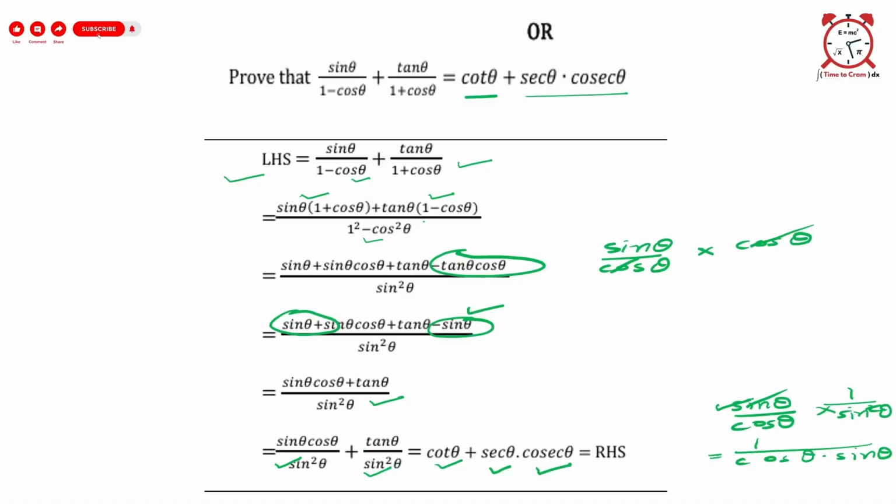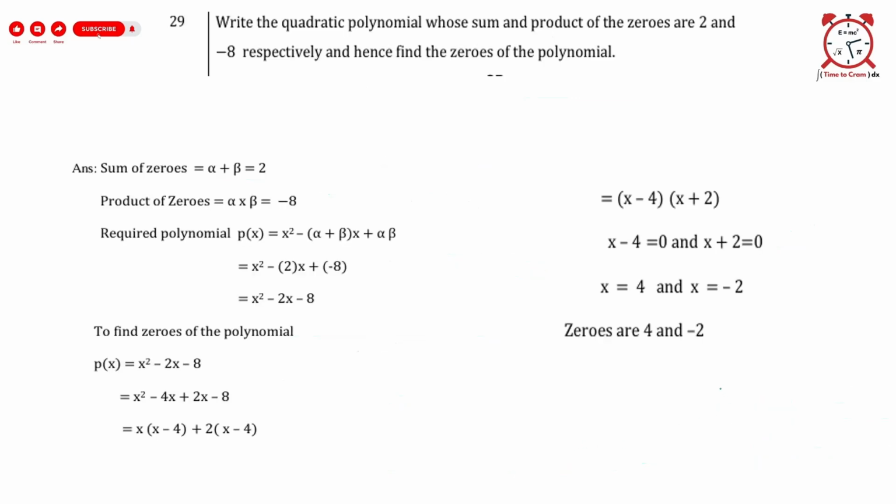So you can see that we reach the RHS, and in this way we are getting LHS equal to RHS. If you could not understand here, then give a comment in the chat box. Again, I will give the explanation in the next video. Let us move on to the next sum.